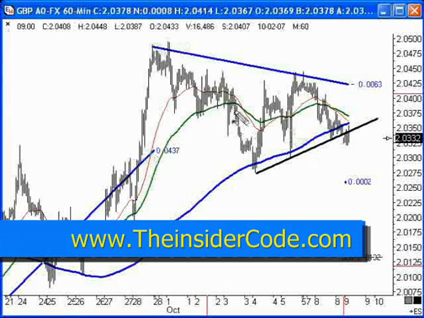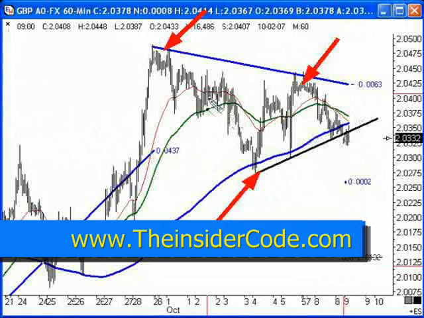Why? Because we have a high here and a low here. So in order for the market to turn down on the midterm, what are we going to have to do? We're going to have to go below this low.